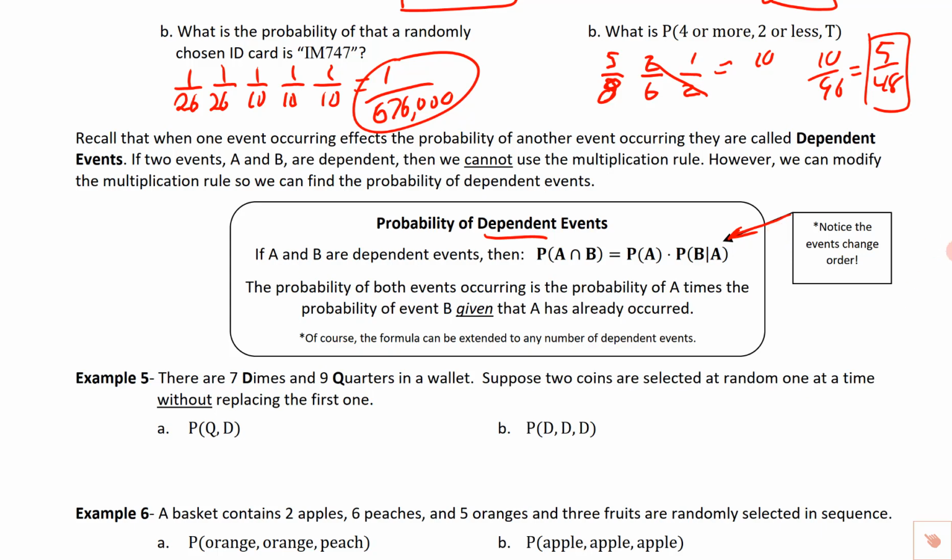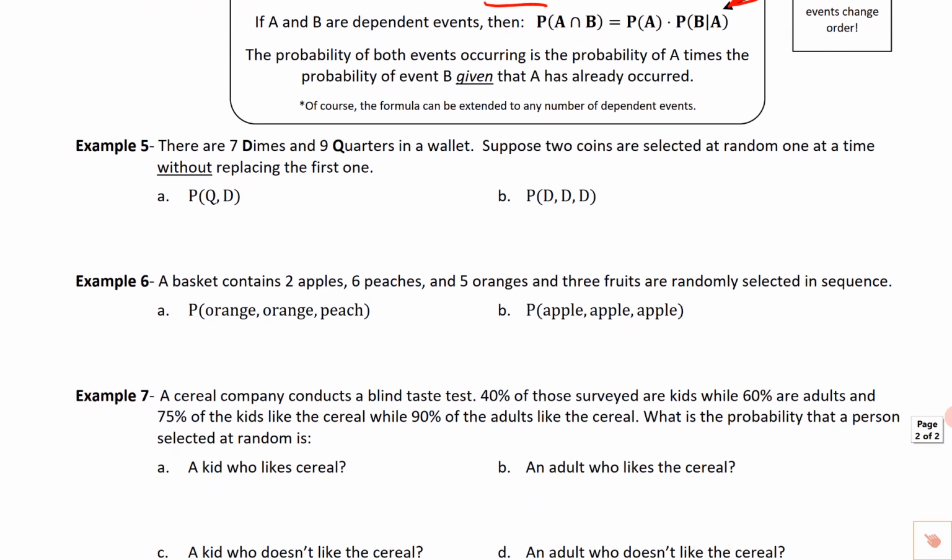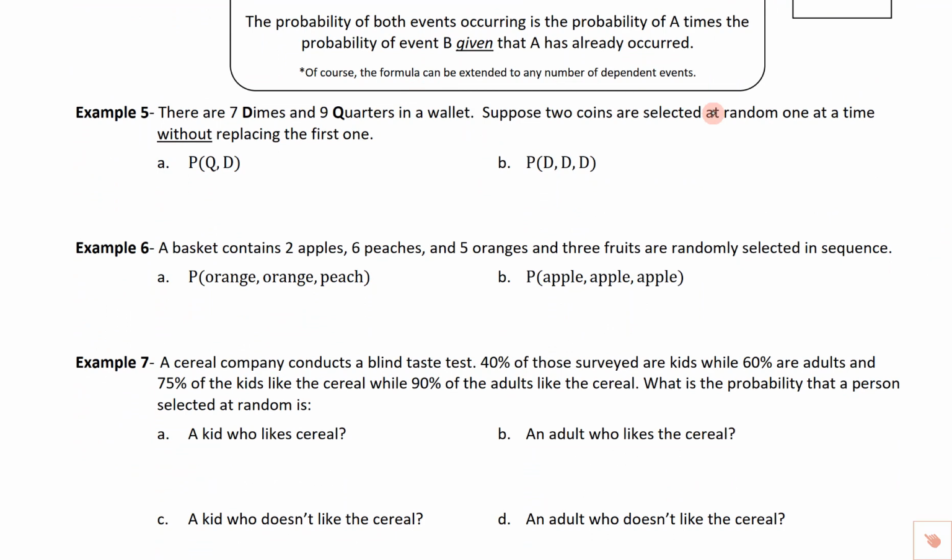Okay? So we're going to slide down here. And just like we said before, you can have this for any number of events. It doesn't have to be 2 events, it can be 3 events, and so forth. So here's what we've got. There are 7 dimes and 9 quarters in a wallet. Suppose 2 coins are selected at random, one at a time, without replacing the first one. So this is the probability of a quarter and then a dime.